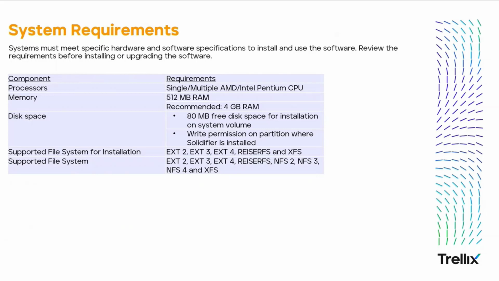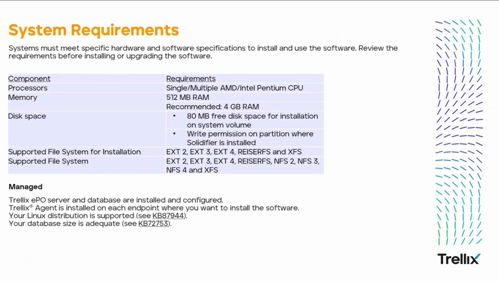The disk space is 80 MB free disk space for installation on the system volume, with write permission on the partition where the solidifier is installed. For the supported file systems for the installation, ext2, ext3, ext4, ReiserFS, and XFS are supported, and the supported file systems for solidification are listed below.